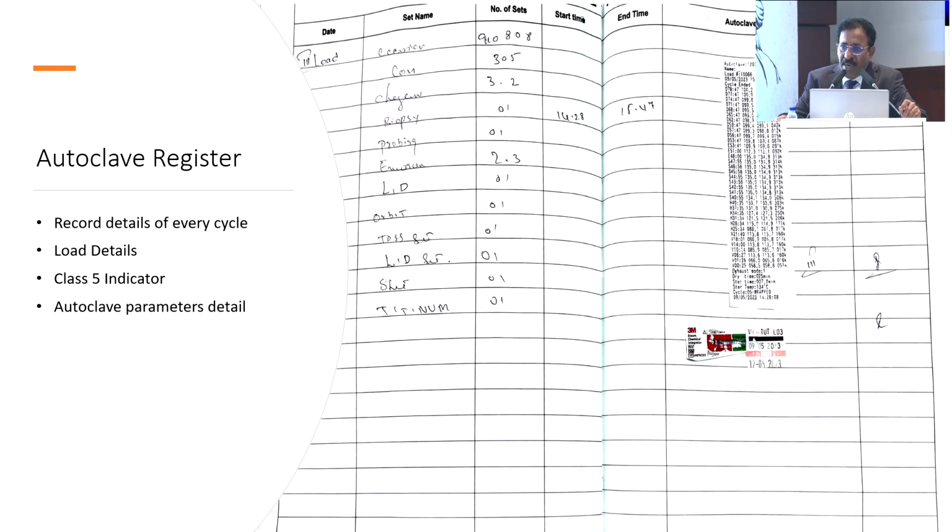The autoclave register is a mandatory statutory documentation needed as far as sterilization is concerned. So if there is an issue, you need to hand over this mandatory documentation to the authorities.